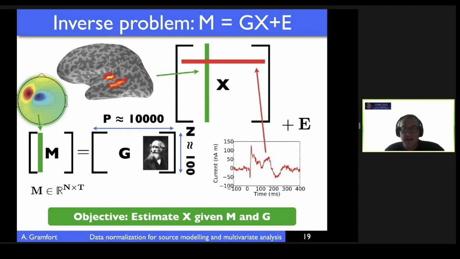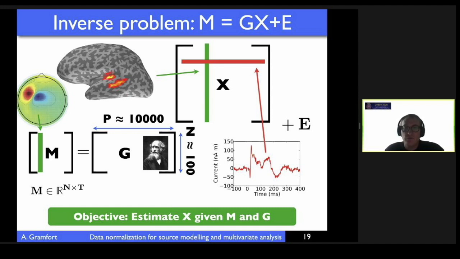So once you're there, you can exploit the fact that you have the physics of Maxwell, which relates the unknown sources X with the measurement M through this matrix G that we just mentioned and that was computed using the forward model. Okay, so in mathematical notation, you have your data M, which is equal to the dot product between your gain matrix G, or lead field matrix G, times the unknown sources X, plus E, which stands for the noise.